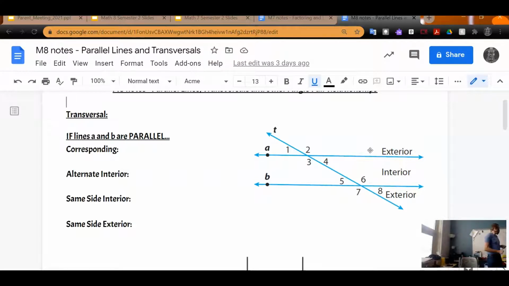Does corresponding make sense? Any questions about corresponding? Alternate interior. You cannot keep that though. You can copy anything you need, but you cannot keep it. Going to change colors. Interior means inside the parallel lines.